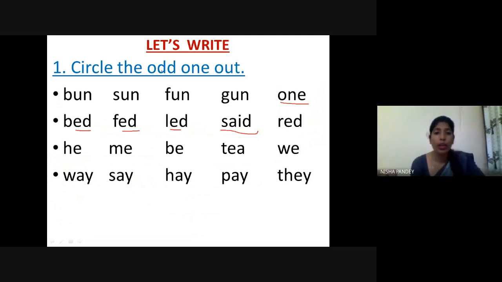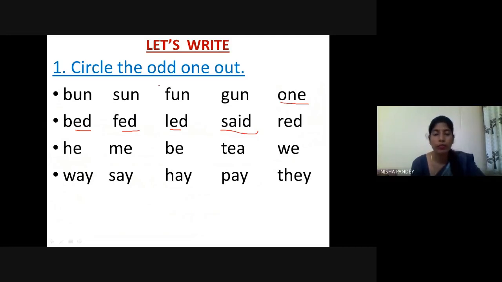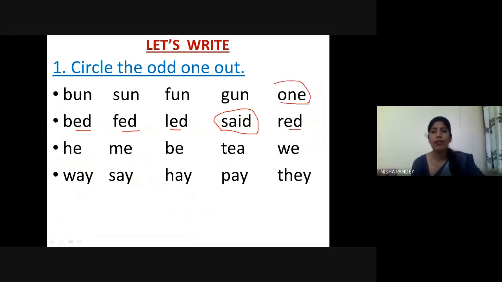So we were doing this activity in class one also, odd one out. Let me remind you once again, in case you have forgotten: odd means the one that is most different. Here five words are given, and we have to find out which is different. It is different here because it has a different spelling, A I D, and they all have E D, as you said. Odd means different, the one that stands apart.